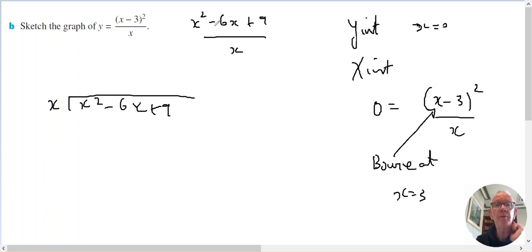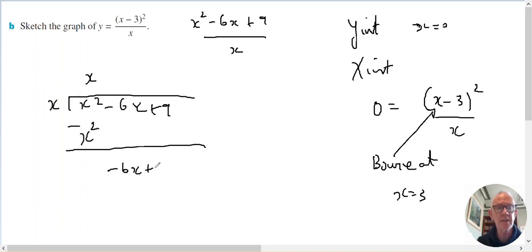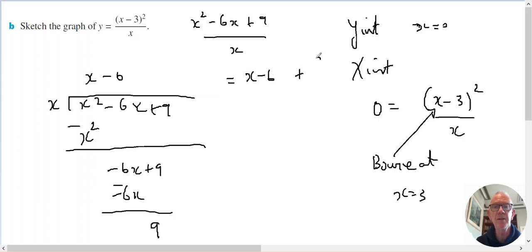Because this is an improper fraction, a quadratic divided by linear, I'm going to do a division instead. x goes into x squared x times. x times x gives me x squared. Minusing that from the bottom gives minus 6x plus 9. x goes into minus 6x minus 6 times. Minus 6x minus the second one from the first leaves a remainder of 9. So this is the same as x minus 6 plus 9 on top of x.